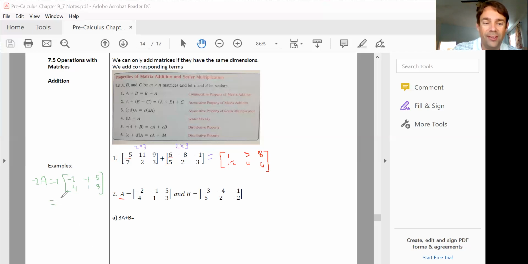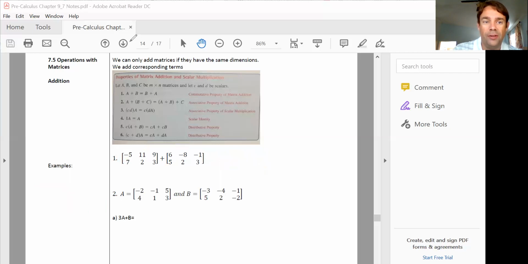All right. So again, this is not too terribly difficult. My guess is you guys are going, you've got to be kidding me. No, not kidding at all. So we got 2, -2, -10, and -6. Scalar multiplication.